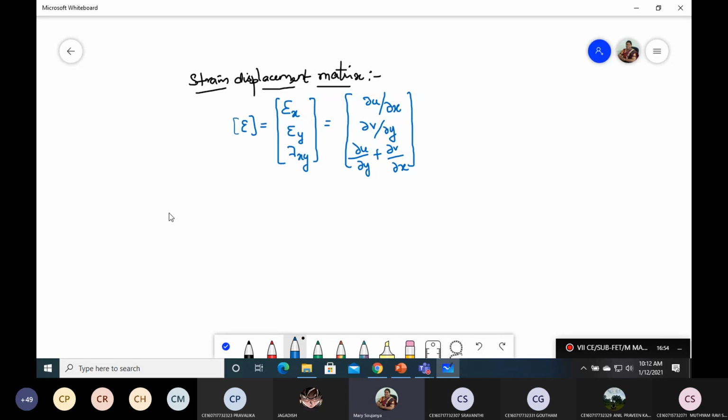Now, we already know the displacement matrix U. Because this is a 2D element, we are going to have displacement in both directions, u and v, that is, in the x direction and in the y direction. So we have the relation of the displacement at any point in the element with the nodal displacement through shape functions, which we already derived in the previous classes. Let us take that equation here.